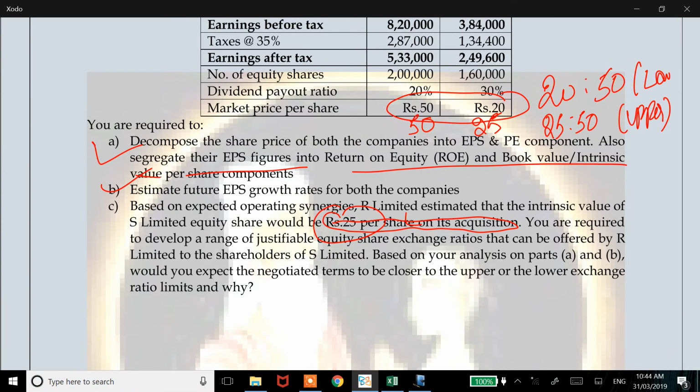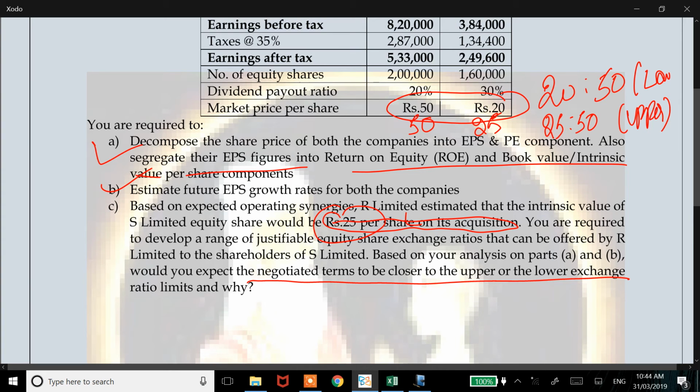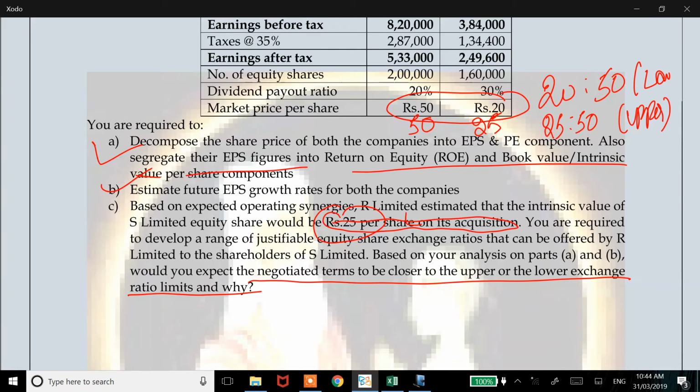Now they are asking, will the negotiated terms be closer to the upper or the lower limit? When any negotiation happens between two parties, it depends on who is stronger. For example, if I want to sell a property, I am asking for 1 crore, and you are offering 80 lakhs. If I am the stronger person, the price will be closer to 1 crore. If you are stronger, you will buy it closer to 80 lakh rupees. Now I want to buy the company by paying 0.4 shares, and you want to sell at 0.5:1.